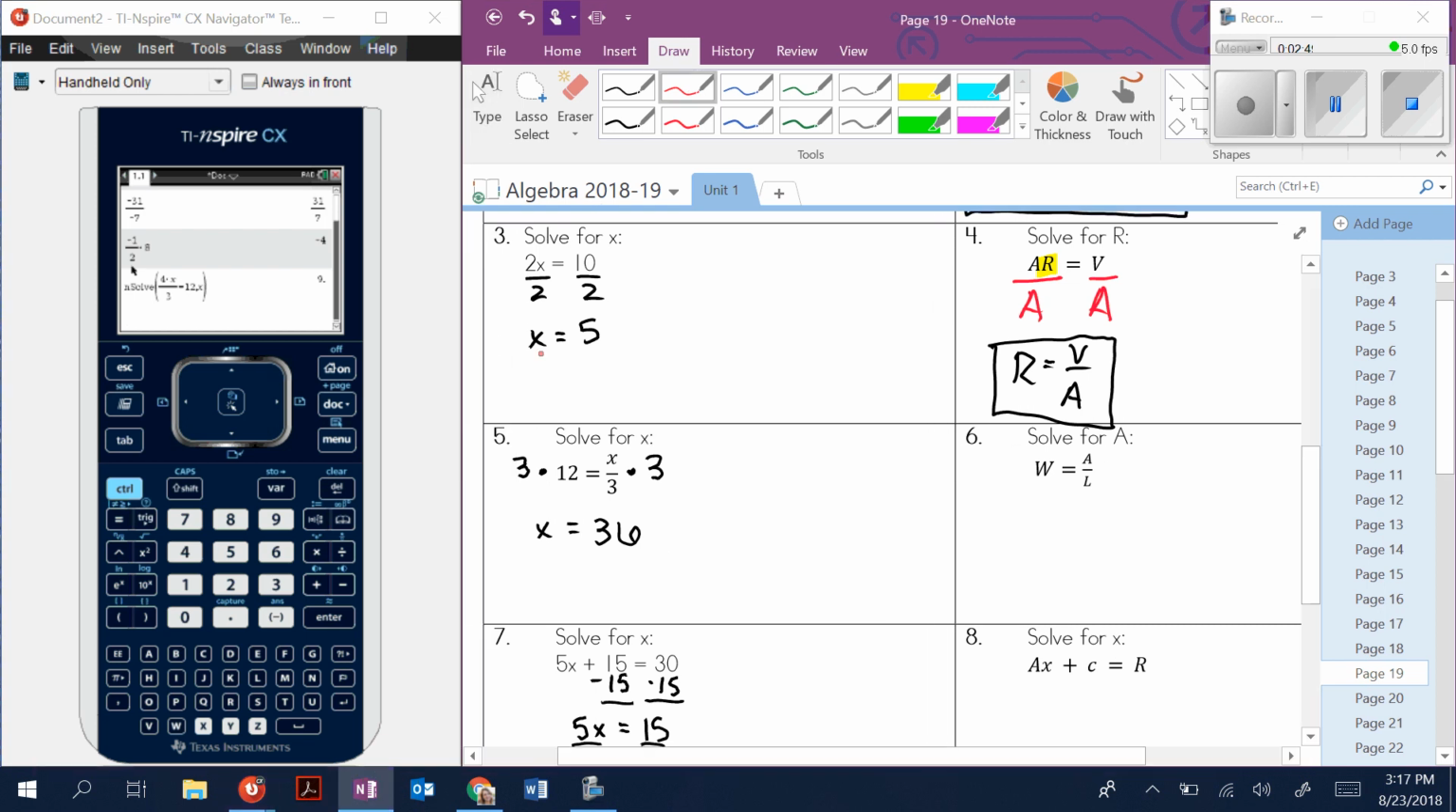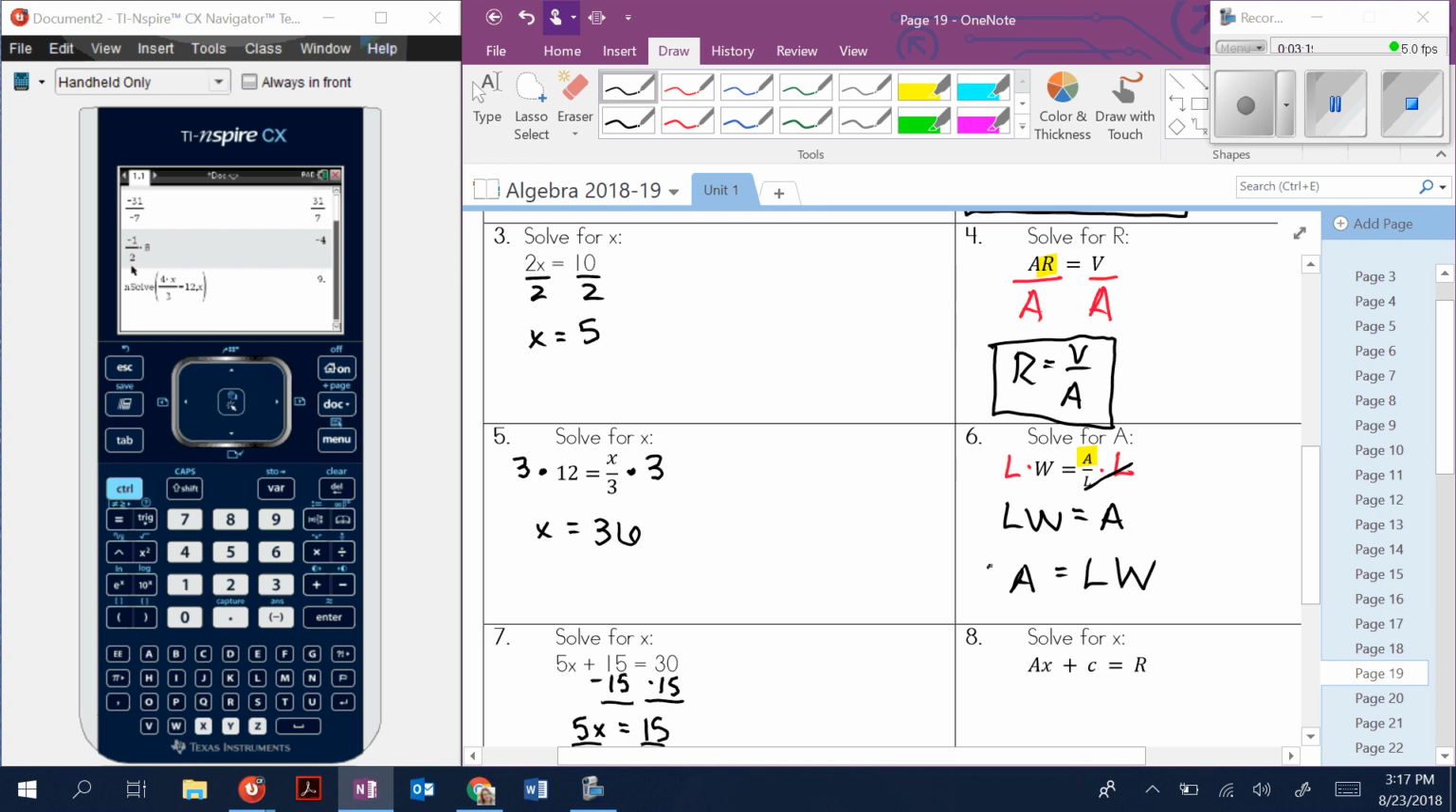All right, number 6. We need to solve for a. Why is a not alone? Well, it's being divided by L. How do you cancel out dividing by L? Yep, you multiply by L. And we have to do this on both sides. So LW is equal to, L divided by L is 1, so LW is equal to A. Or you could just write it as A is equal to LW.